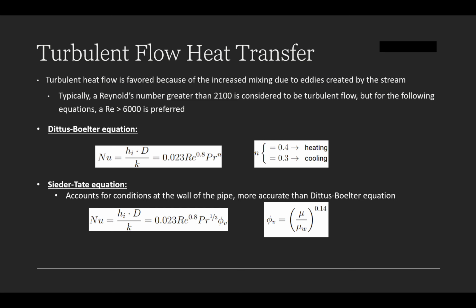The Dittus-Boelter equation is an empirical correlation for long tubes that have sharp-edged entrances and is used to calculate the surface coefficient of heat transfer for fluids. The Sieder-Tate equation is also an empirical correlation used to calculate the surface coefficient of heat transfer for fluids in a pipe, but it accounts for conditions at the wall of the pipe. Because of this, the Sieder-Tate equation is considered more accurate, especially for when the fluid temperature is much different than the temperature of the wall of the pipe.